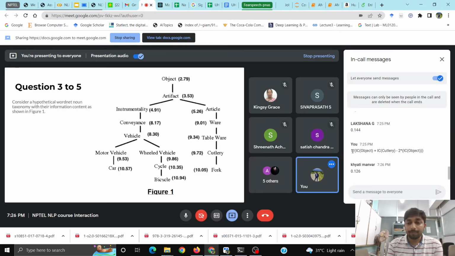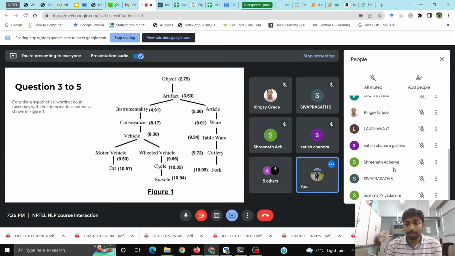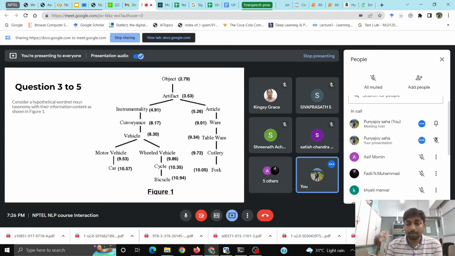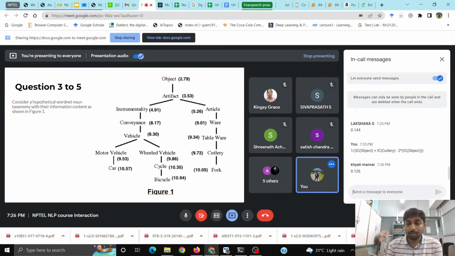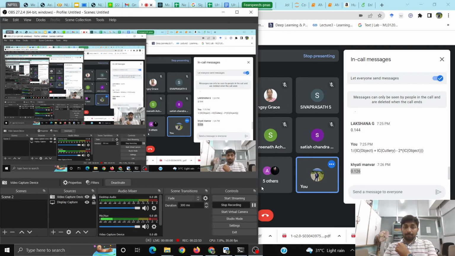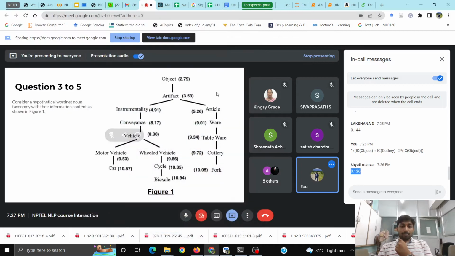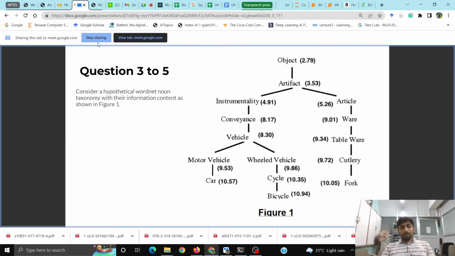0.126, okay. The formula is given in the chat and you can use that to solve. Okay, we have two different answers. Anyone else? Okay, let's move forward.